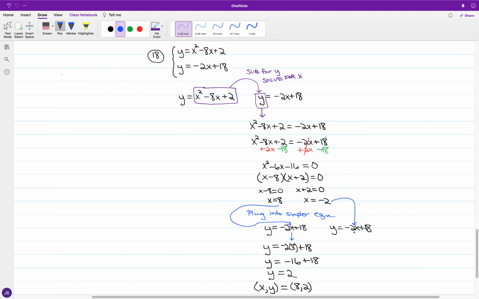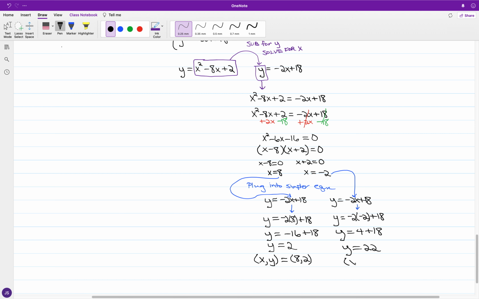Now, for what I have with x at negative 2, we have negative 2 times negative 2 plus 18, and negative 2 times negative 2 is going to be a positive 4, and 4 plus 18 is going to come out to 22. Okay. And so we have another apparent solution set with negative 2 and 22.